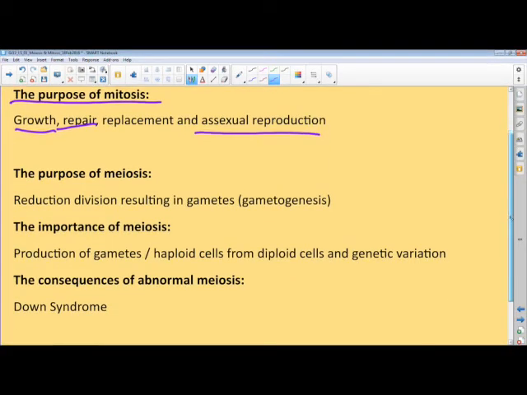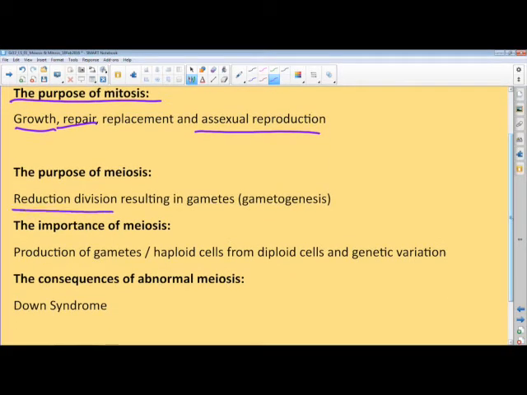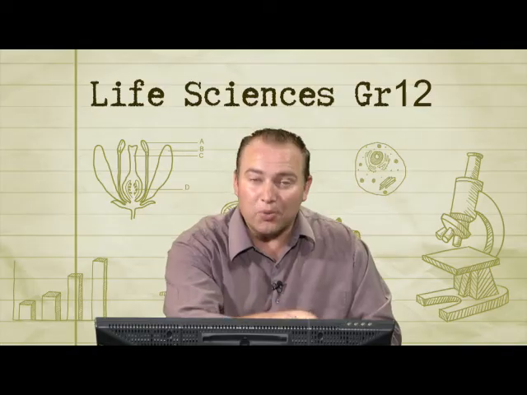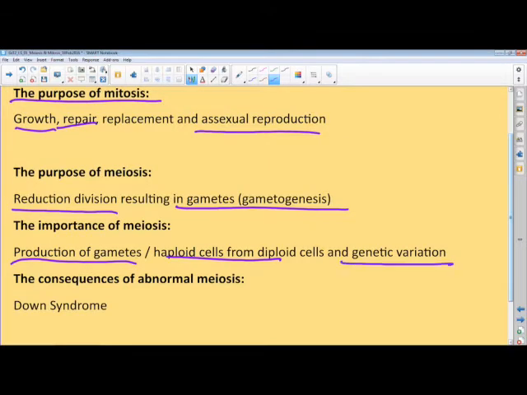Next one. The purpose of meiosis is the reduction division, resulting in gametes, as I said to you, making of sex cells. So in other words, your sperms and your eggs. The next one, the importance of meiosis: the production of gametes, which are haploid cells from diploid cells. And the genetic variation in them is one of the most important things. The variation is so important, otherwise we will all look the same.